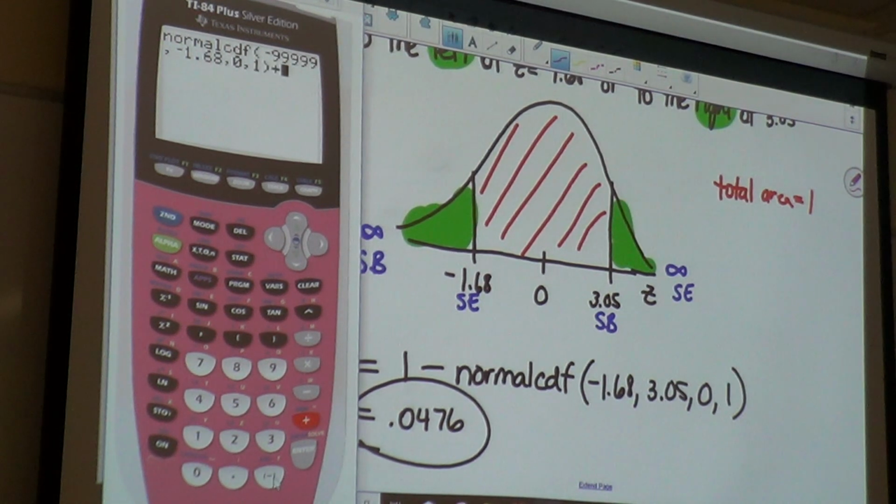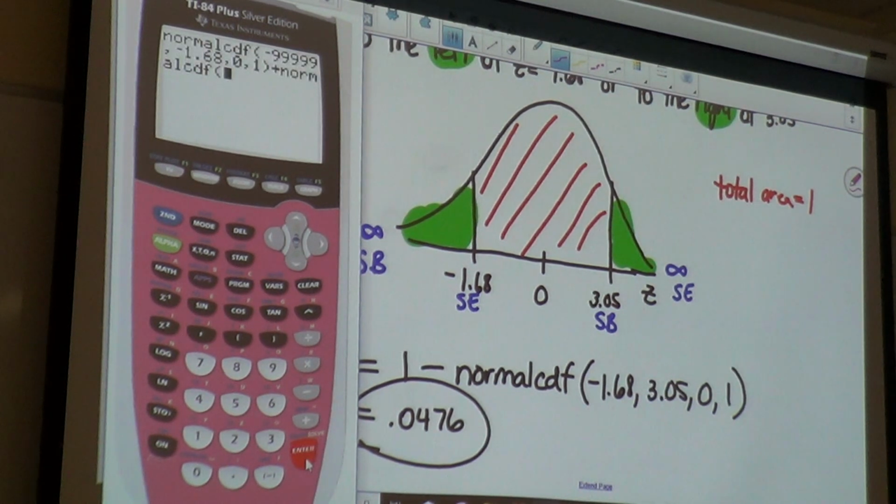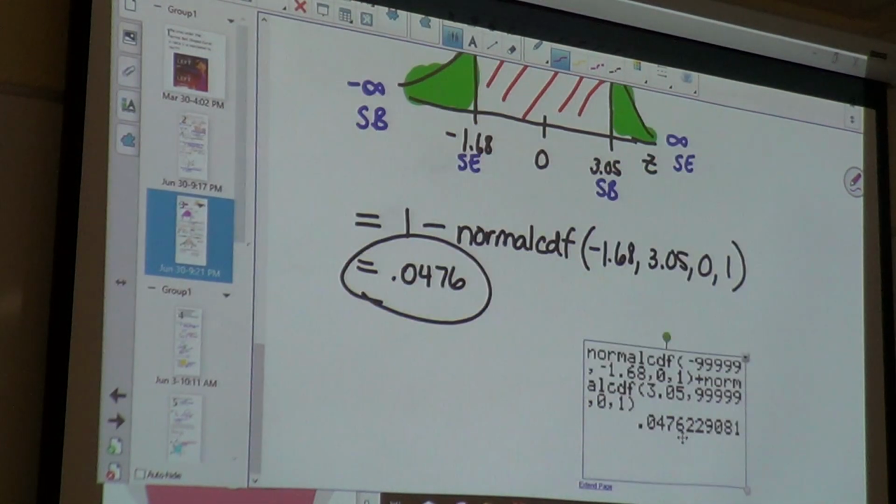And I'm just going to do it all in one step. Some of y'all did it in 2 steps and added it together. Second vars, normal CDF, and then I started at 3.05, comma, 99999, comma, 0, comma, 1. Just to show you that I'll get the same answer.